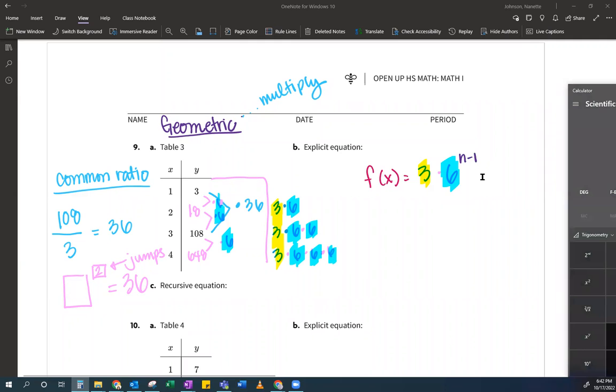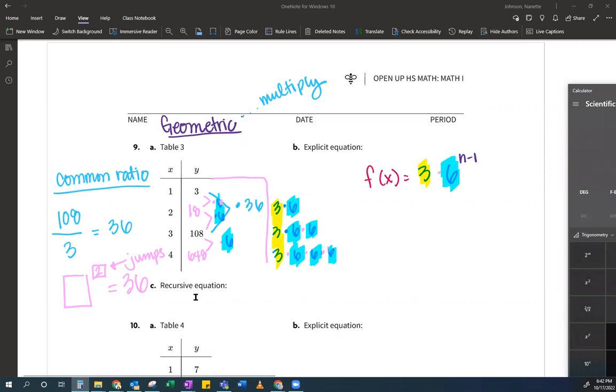Now, some of you are so proficient at this, you know that this is your first term, 3. This is your common ratio or your multiplier, the star of the show I like to call them, 6, right? And this right here will toggle back between n minus 1, n plus 1, depending on what you see.